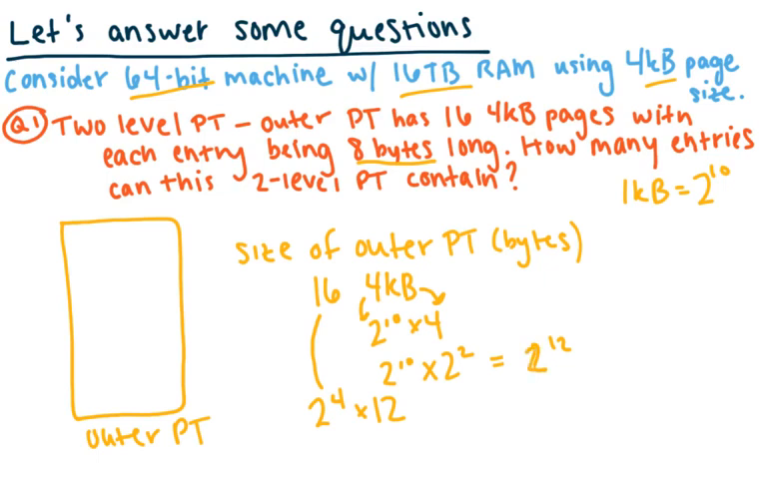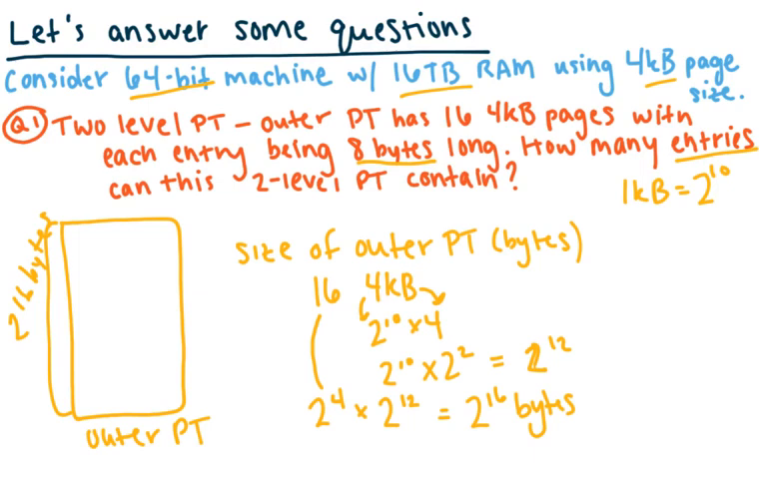Okay, so not 2 to the power of 4 times 12, but 2 to the power of 4 times 2 to the power of 12, which is equal to 2 to the power of 16 bytes. Okay, so that's how big this space is here. We got 2 to the power of 16 bytes. But that doesn't exactly answer the question. The question is how many entries.